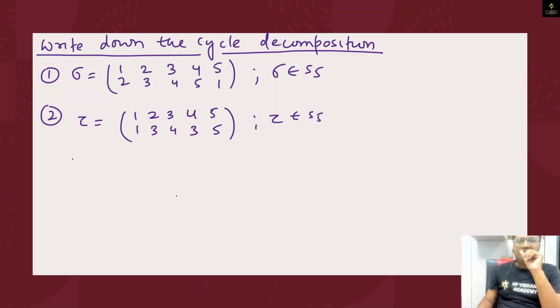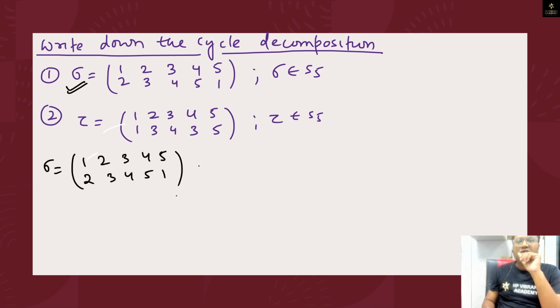Now we write down the cycle decomposition. The first one is this, sigma. So we have sigma equal to 1 2 3 4 5 mapping to 2 3 4 5 1. Let us write it in cycle form. Let us start with 1. Where is 1 going? To 2. 1 goes to 2, 2 goes to 3, 3 goes to 4, 4 goes to 5, and 5 goes to 1. So 5 is again going to 1. So this is closed.